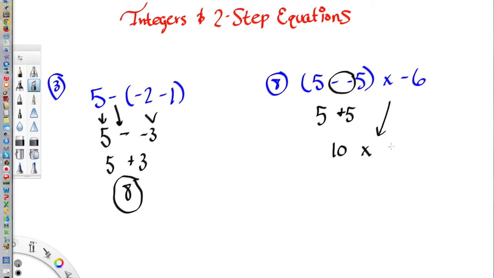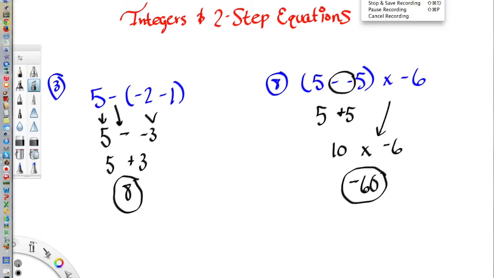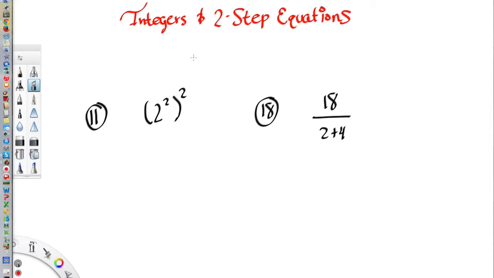I bring down my next operation, which is multiplication, and I'll be multiplying this 10 times a negative 6. And I know when I multiply two numbers that have different signs, this is a positive, this is a negative, my answer is going to be a negative. And 10 times 6 is 60, so my answer is negative 60. Let's take a look at two more order of operation type problems, number 11 and number 18.